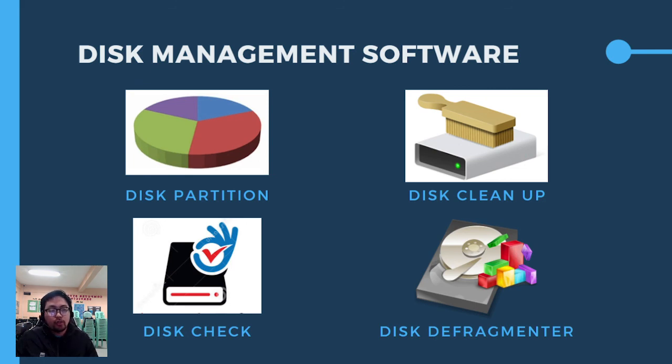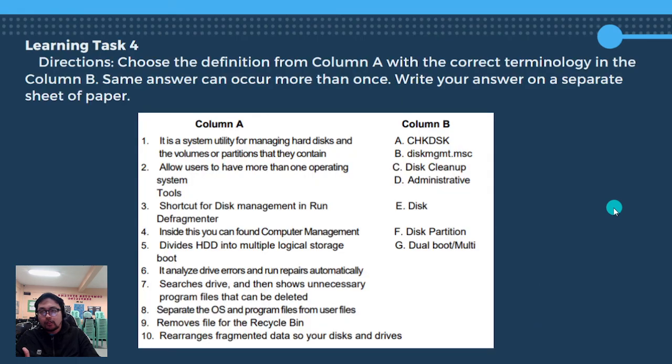Okay? So, yun yung pinaka-topic natin for today and ito yung mga sasagutan nyo. So, first, we have the learning task number 4. For the learning task 4, you're going to choose the definition from column A with the correct terminology in the column B. So, ito yung mga meaning niya and then saan ba yung correct terminology na para sa kanya. Okay, so sasagutan niya sa papel, sa intermediate pad. Ayan, so may copy rin naman kayo, may module din.